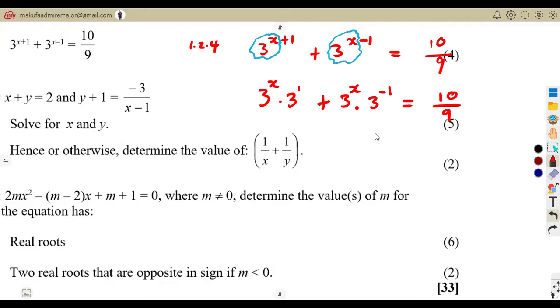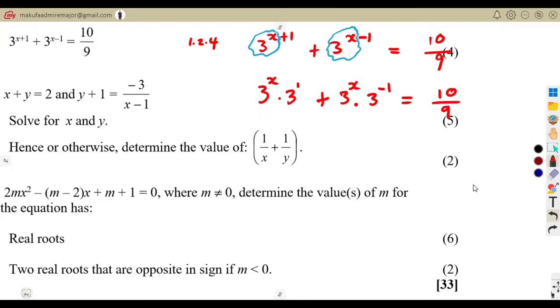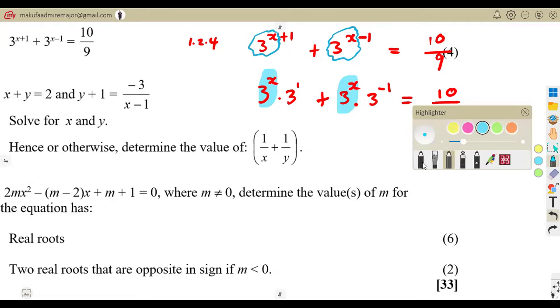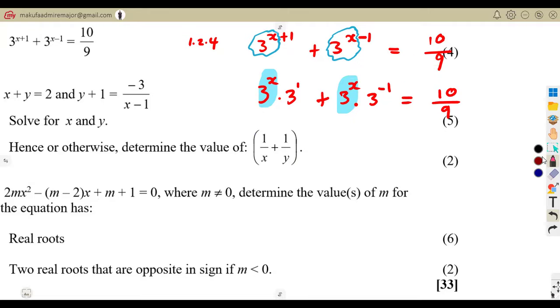This is equal to what? 10 over 9. So as we have our numbers, we can see that 3 to the exponent of x is common in these two, a 3 to the exponent of x, a 3 to the exponent of x, which we can factor out because it is common. So removing or factoring out 3 to the exponent of x, what are you going to remain with here? 3 to the exponent of 1. If we remove 3 to the exponent of x here, we're going to remain with what? 3 to the exponent of -1, which is equal to 10 over 9. So that's it.